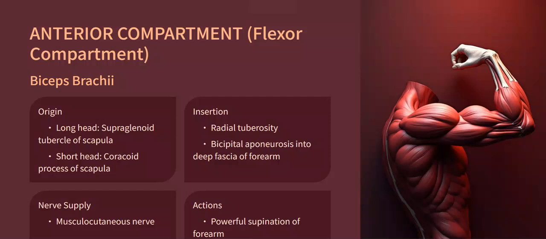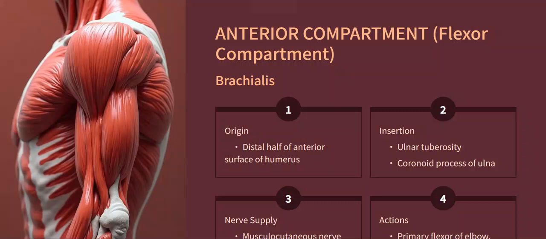Nerve supply: musculocutaneous nerve. Actions: powerful supination of forearm, flexion of elbow, weak flexion of shoulder. Clinical tip: this muscle is especially active when you turn a doorknob or use a screwdriver.